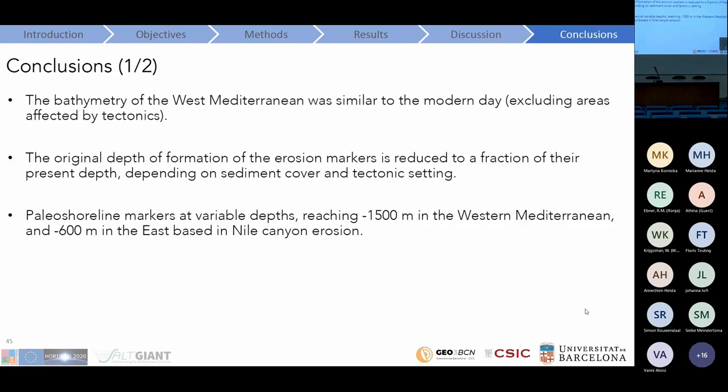So just very briefly, the conclusions of the work in my thesis: we see that the bathymetry in the Western Mediterranean was quite similar to the modern day, and that the original depth of formation for the erosional markers was quite a bit shallower than where they are observed today in the seismic stratigraphy, depending on the sediment cover and the tectonic setting. And that our paleo shoreline markers were formed at a very variable depth, reaching up to 1500 meters in the Western Mediterranean and around 600 meters in the east based on our Nile Canyon erosion.